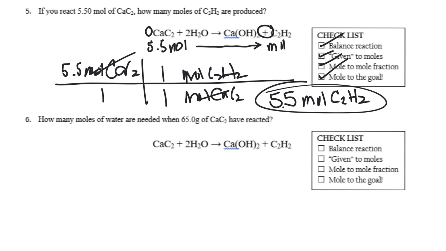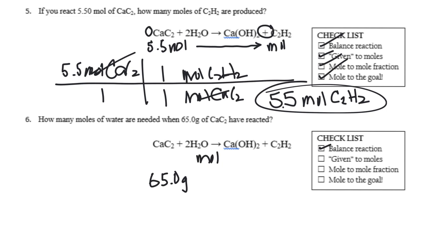All right, question 6. How many moles of water are needed when 65 grams of CaC2 have reacted? Mole is mentioned once, so I'm going to need two conversions. So first thing, let's look to see if the reaction's balanced. It is. Now I set up my game plan. 65 grams CaC2, so that goes in the valley. And I want to get to moles of water.